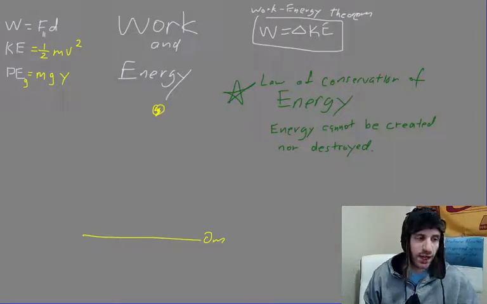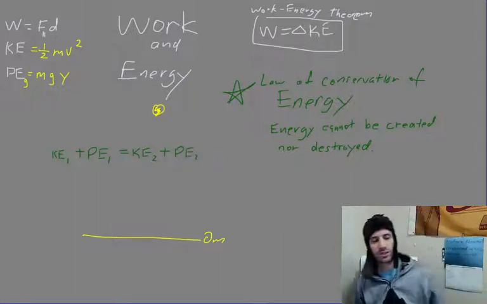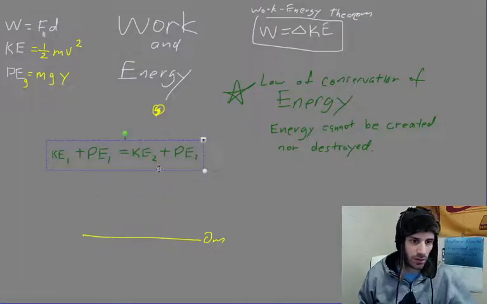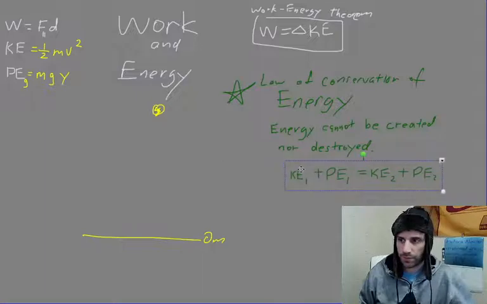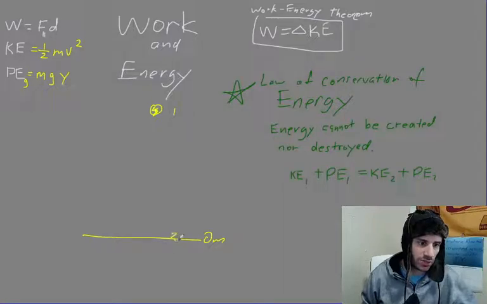So we can express that algebraically like this. We can say that the kinetic energy at position 1 plus the potential energy at position 1 equals the kinetic energy at position 2 plus the potential energy at position 2. And this is a pretty typical way to express this. So let me go ahead and move this off to the right. And so let's go ahead and label this as positions 1 and 2. So this is going to be position 1 up here, and down here is position 2.